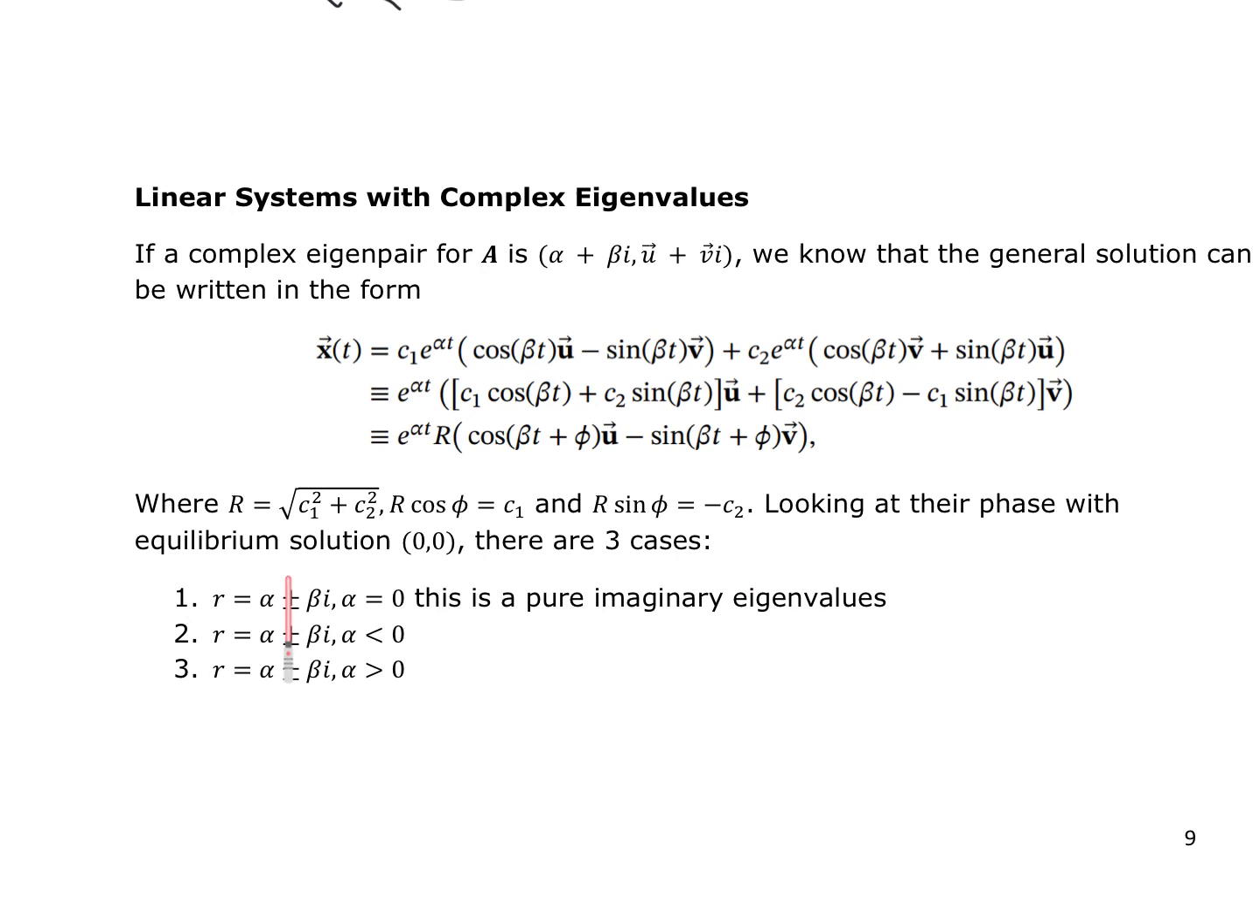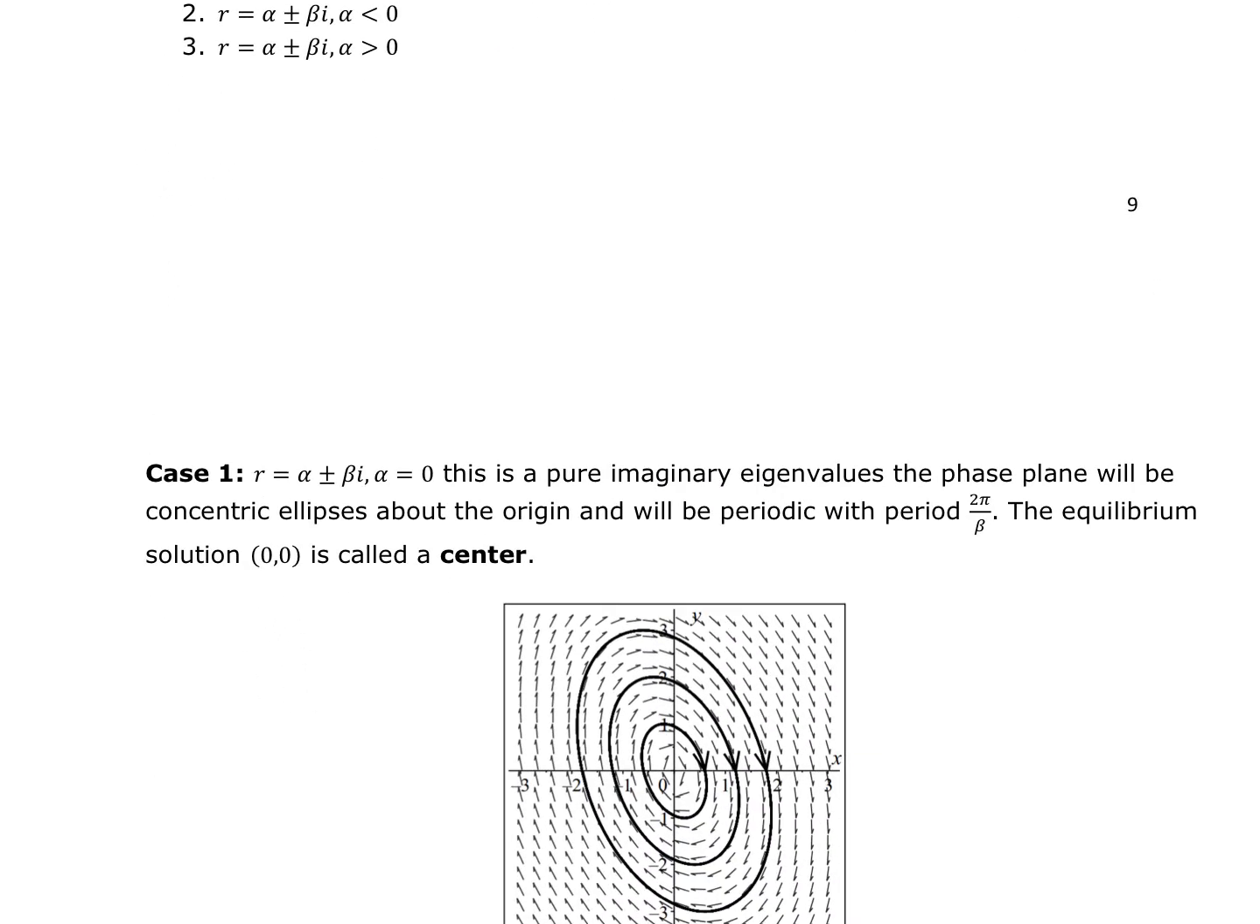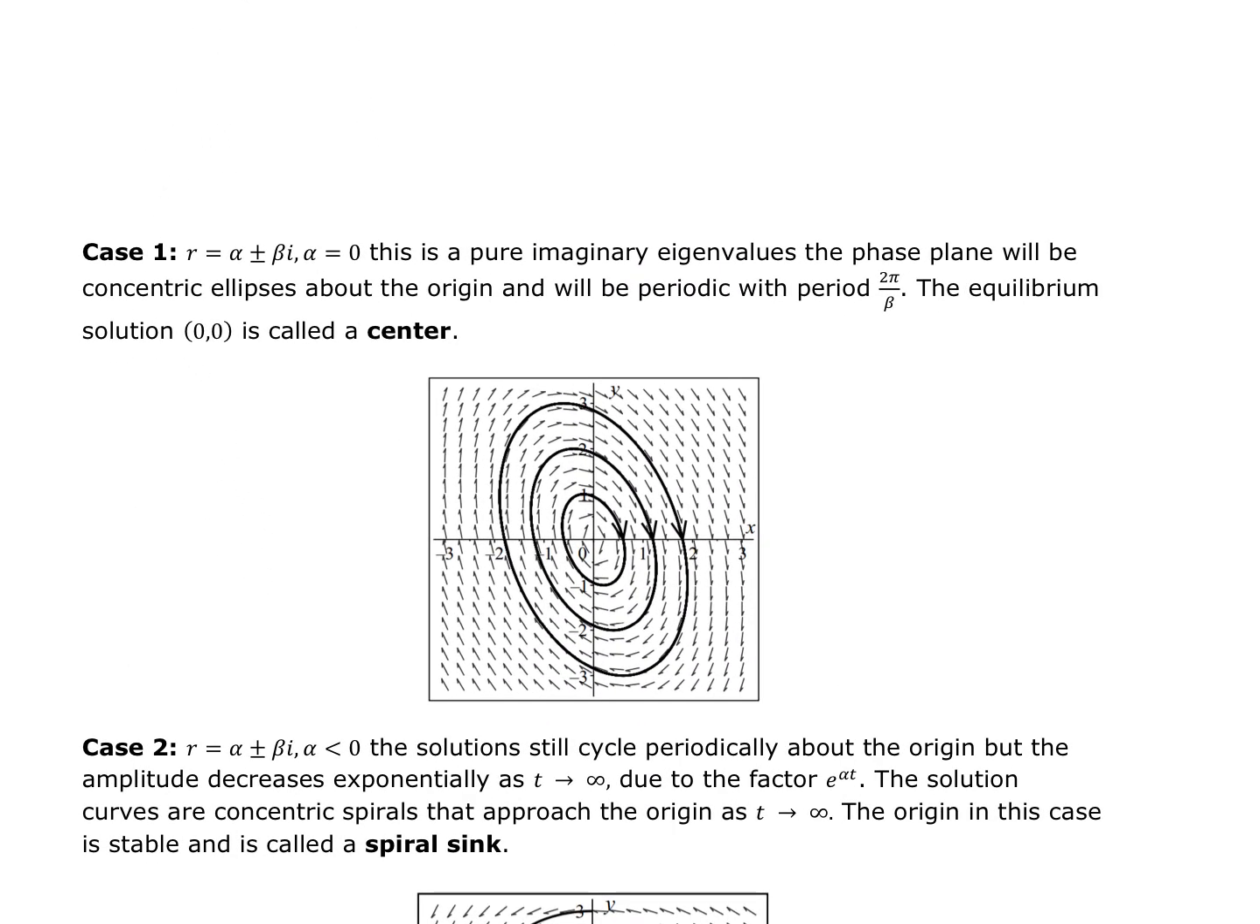That will help us look at the phase portrait of the equilibrium solution, and there are 3 cases when this happens. I have alpha equal to 0, alpha less than 0, or alpha greater than 0. Now notice I don't pay attention to the beta, it's just the alpha that I'm concerned with. So if I have a pure imaginary eigenvalue, in other words, alpha is equal to 0, the phase plane will be concentric ellipses, which does not eliminate circles, as you know, about the origin, and will be periodic with a period of 2 pi divided by beta. The equilibrium solution (0, 0) is called the center.